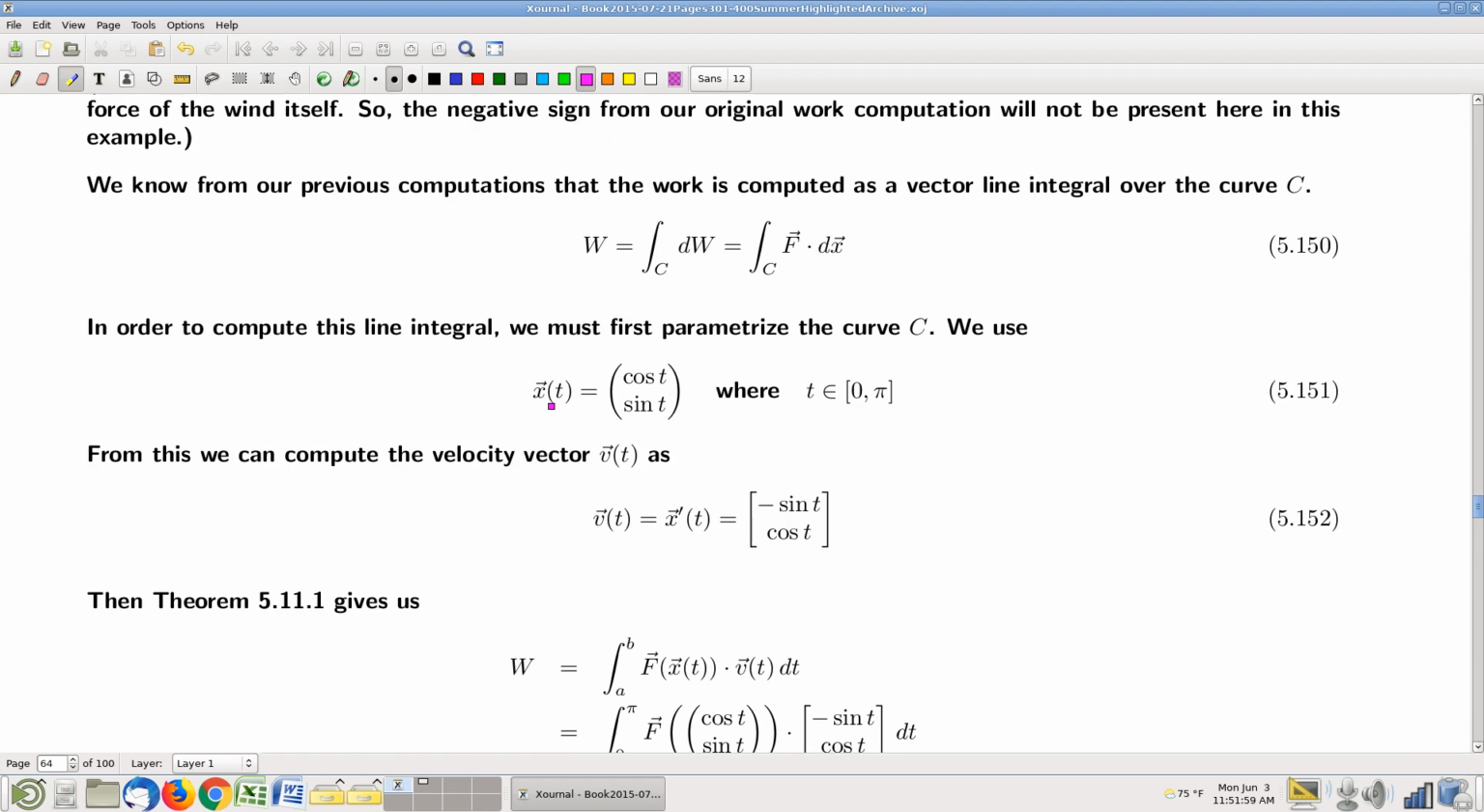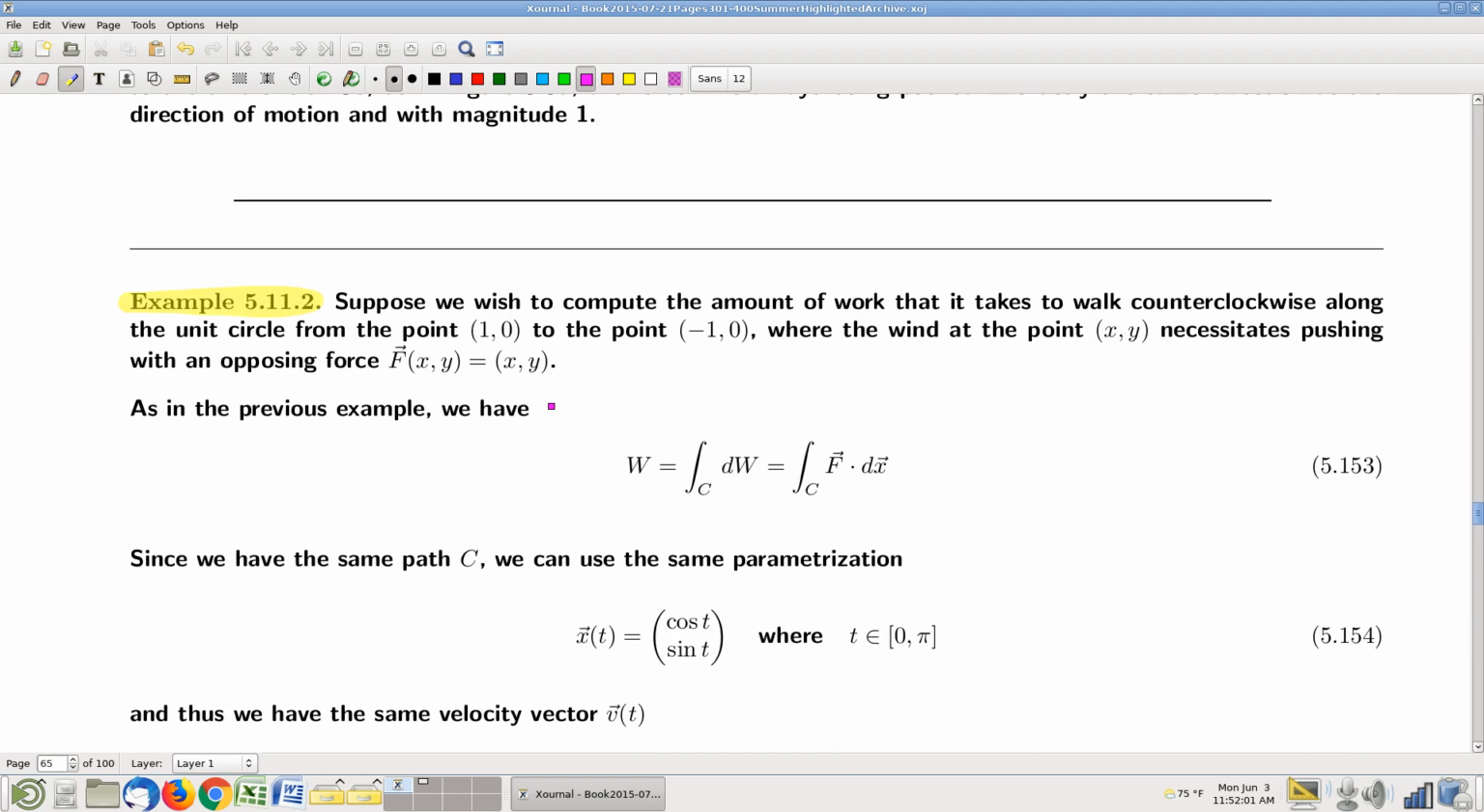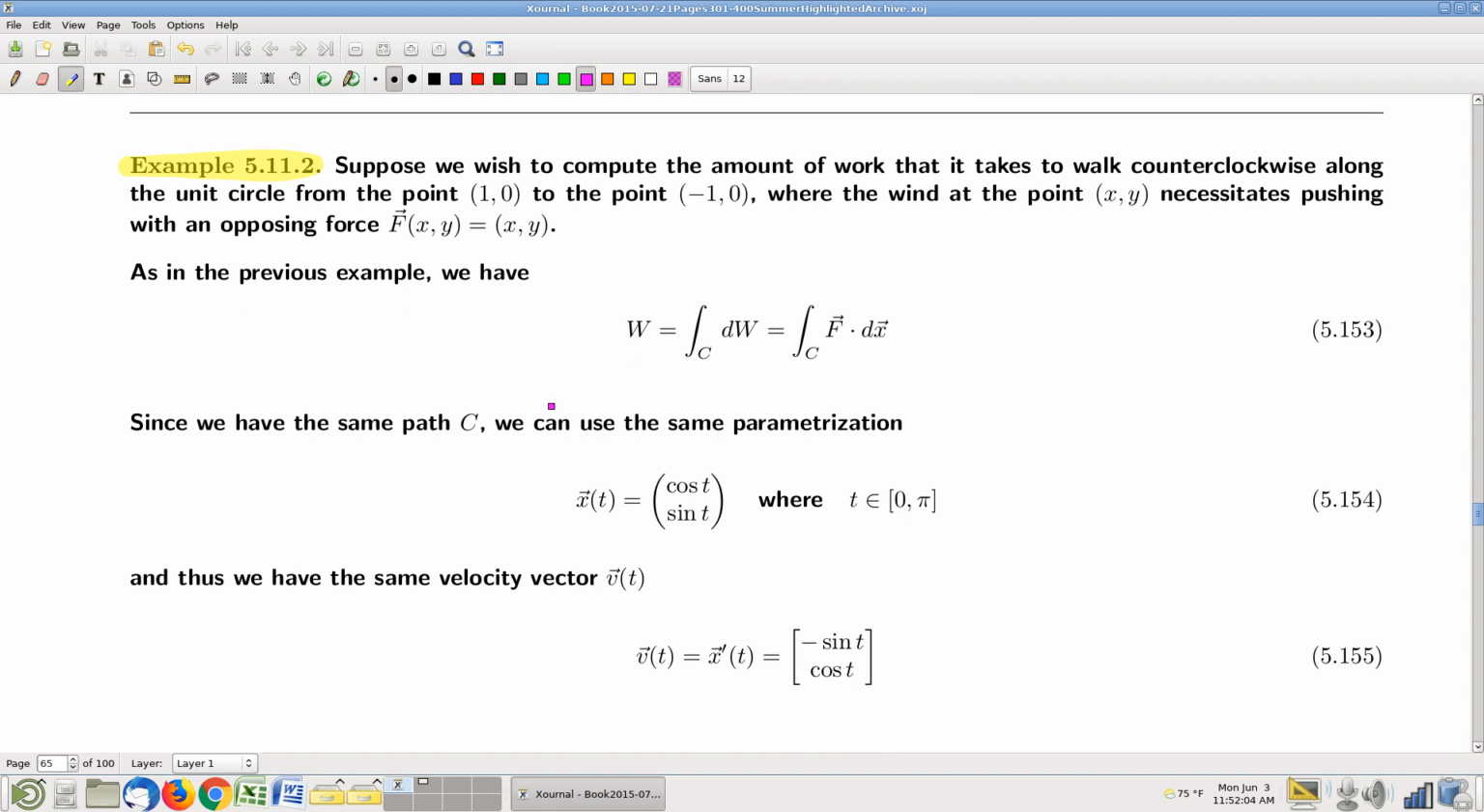Okay, let's do another example. This is a very similar example. We are still going to be going counterclockwise, unit circle, (1, 0) to (-1, 0). So same path, same, therefore, parametrization. Right. Okay. This time, though, the wind necessitates pushing with an opposing force. Okay, so the F that's given here is our integrand. The only difference in this question is that we have a different formula for our vector field.